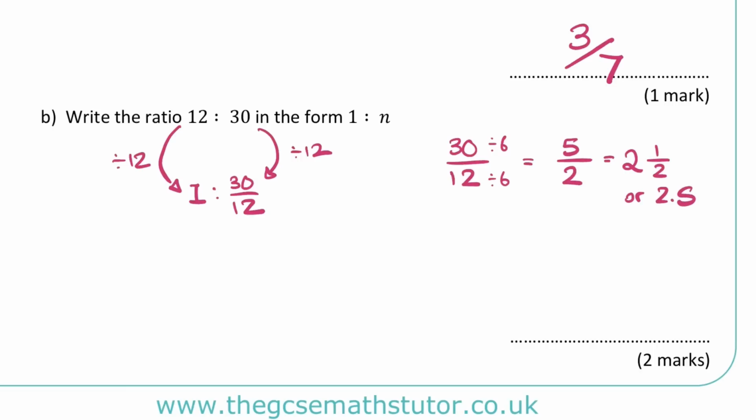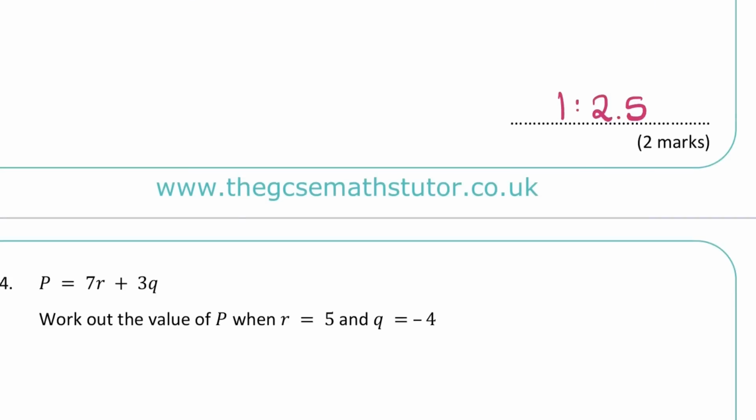Now, you can write it as 2.5 as well. It's absolutely fine. You can use any of these numbers. I'm going to write it as 1 to 2.5, just because I've gone through the process of simplifying it now. I may as well write it in that form. But 30 over 12 there would have been absolutely fine. So there we go, 1 to 2.5.